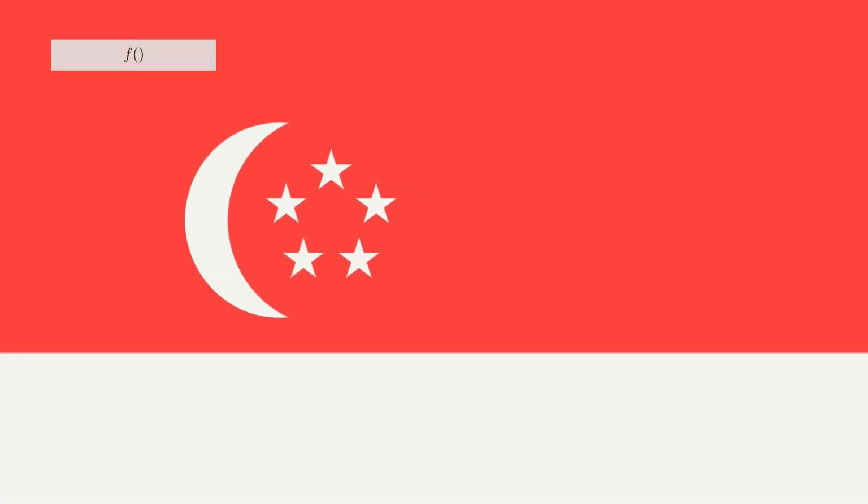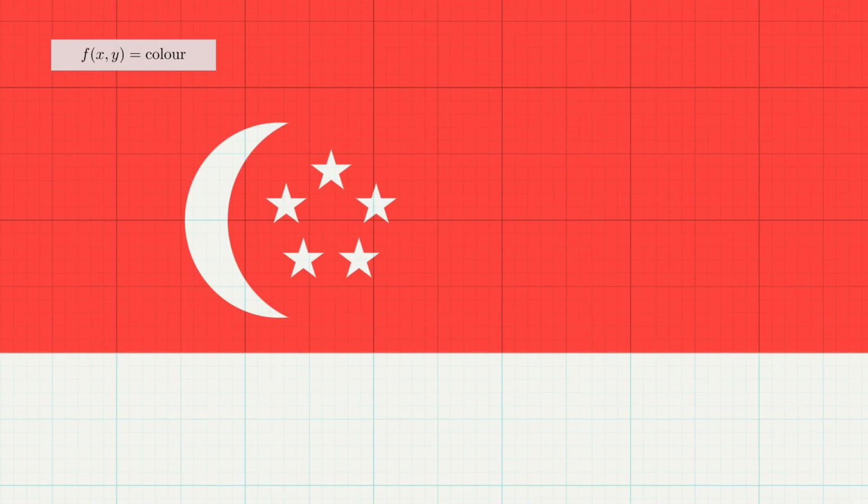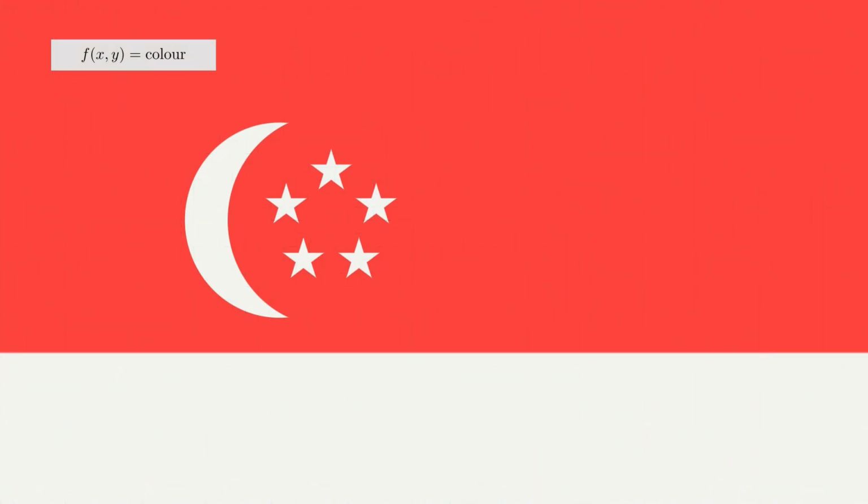But essentially, we now have a math formula that maps each point on the surface to the patterns and colors of this emblem. Later, you will see how we use this formula to create a three-dimensional flag.